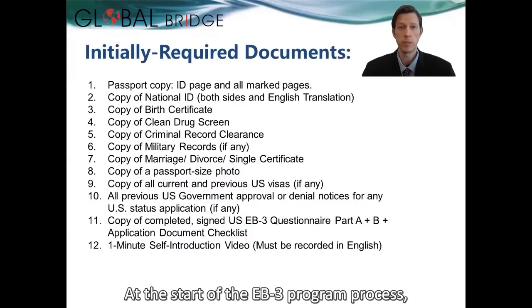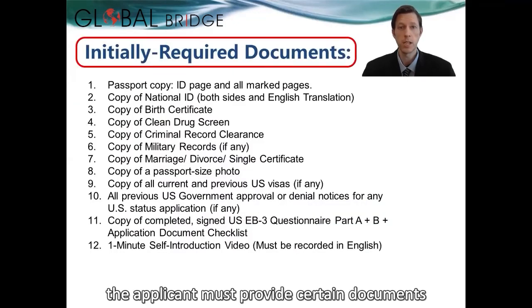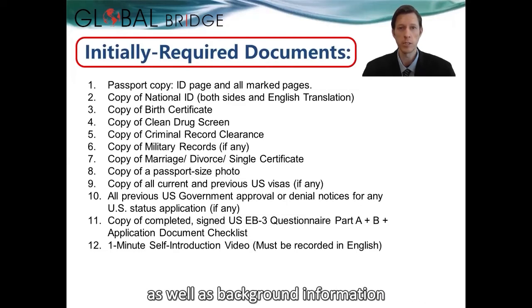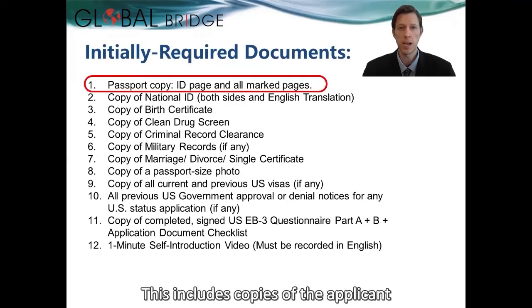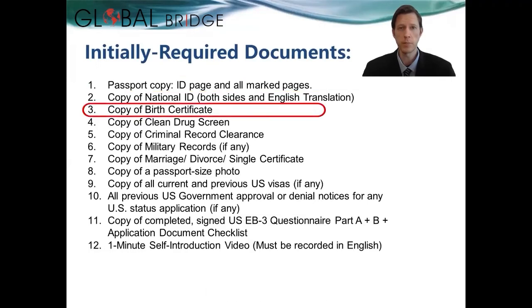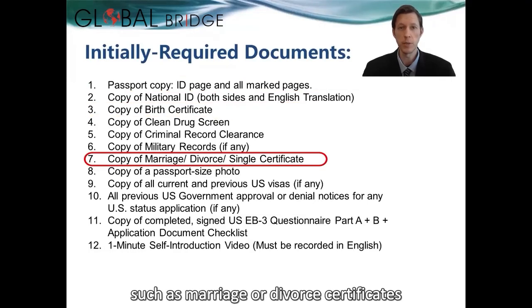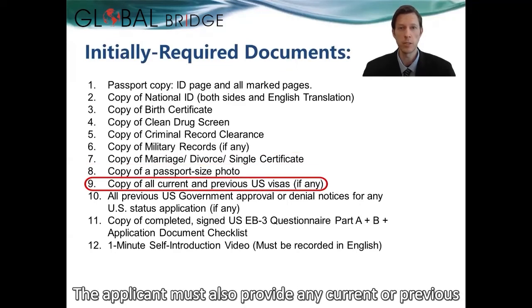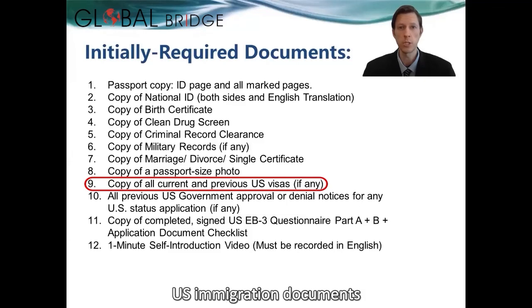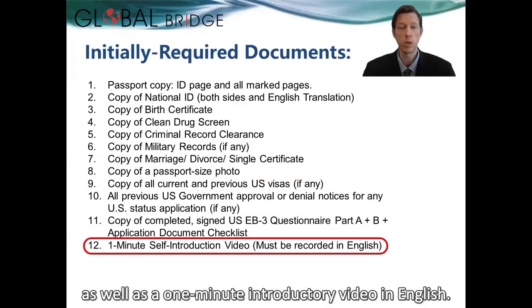At the start of the EB-3 program process, the applicant must provide certain documents as well as background information to support their application. This includes copies of the applicant and his or her family's passport, birth certificate, civil status documents such as marriage or divorce certificate, and visa photos. The applicant must also provide any current or previous U.S. immigration documents, as well as a 1-minute introductory video in English.